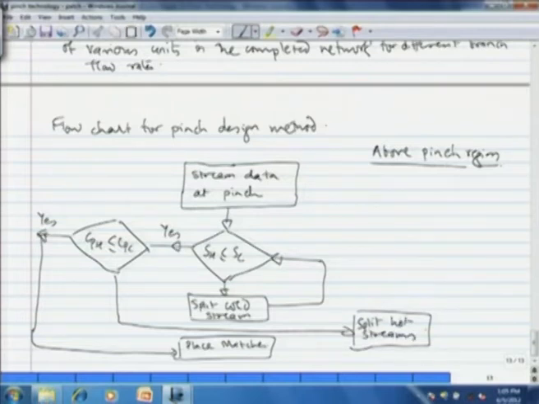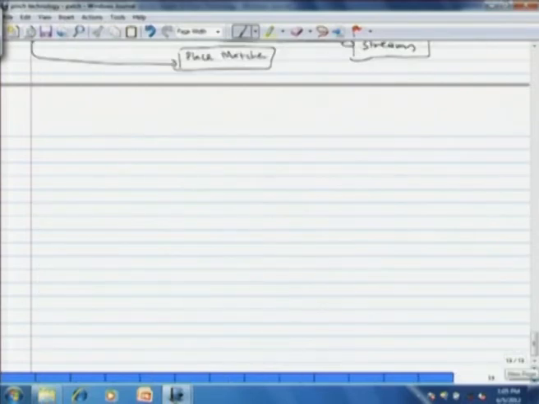and once again check whether the stream population criteria is satisfied, and then the whole algorithm follows. If the stream population criteria is satisfied, then you have to see the CPH lesser or equal to CPC criteria. Again if it is satisfied, then you go and place the matches or you repeat. So this is the algorithm for above pinch region. We can write a similar algorithm for below pinch region.